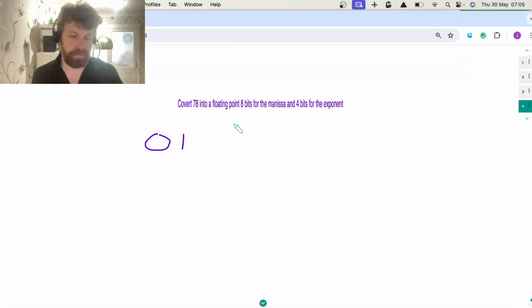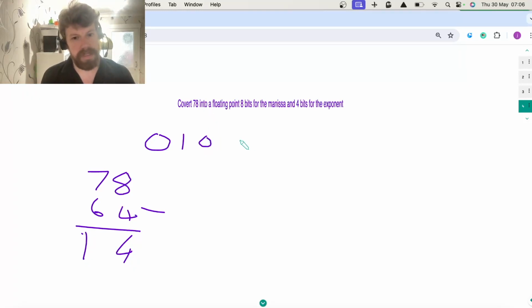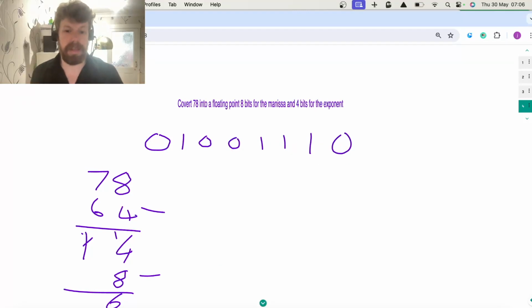So 64, take that away from there, which is going to leave us with 14. Okay, so we've got 32, 0, 16, 0, 8, 1. Take that away from there, which is going to leave us with 6. We then keep going with the 6. So then we've got 8, 4, 2, 0. Okay, so that is where we've converted the number into an 8-bit number.